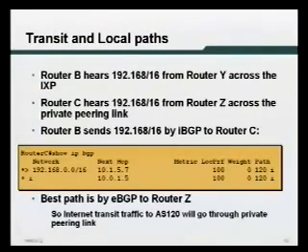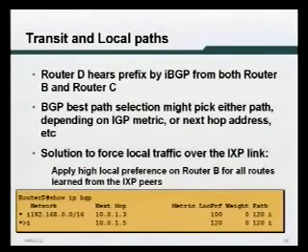So that looks good. So internet traffic coming into router C will go over the private connection to router Z. Wonderful, it works. But router D, here's the prefix of IBGP from both router B and C. BGP best path selection can pick either address depending on IBGP metric, next hop address, and so forth. So it could be router B or router C as the exit point there. That's not so good. You don't want that.